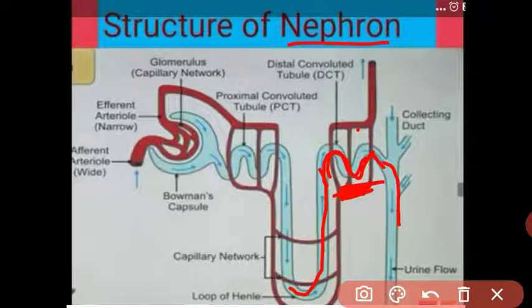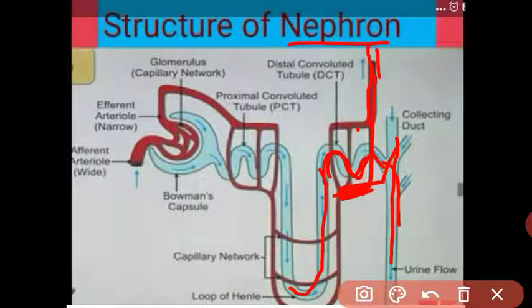So in these 3 steps, the nephron filters the blood and removes the waste products from the blood. The blood again passes through the renal vein to the inferior vena cava, and the urine passes through the collecting duct to the renal pelvis. All the collecting ducts present in the kidney pass the urine to the renal pelvis, and this urine passes to the urinary bladder through the ureter.